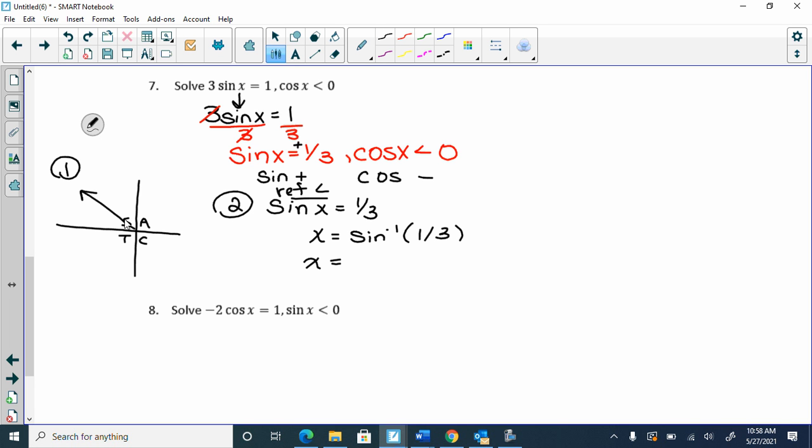Is it 161? I want the reference angle. Oh, the reference angle? 19. 19. Everyone agree? Disagree? Agree? And then our reference angle's here. It's between the x-axis and the terminal arm. In quadrant 2, we find our x equals 180 minus 19, and we should get 161.